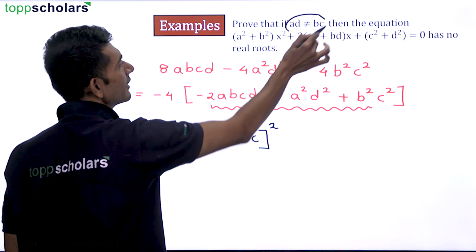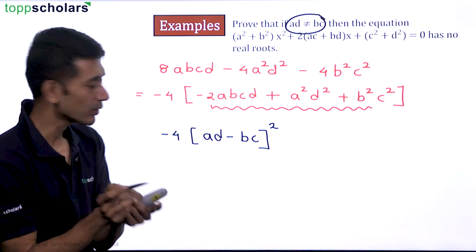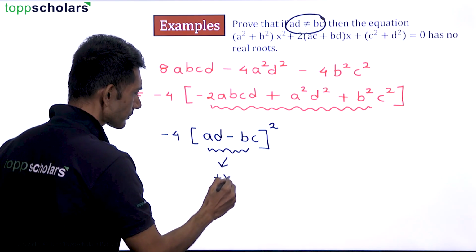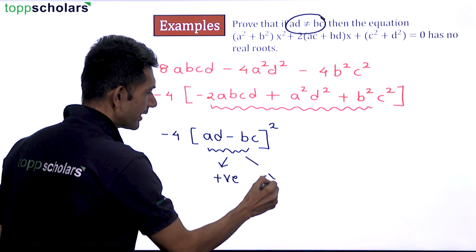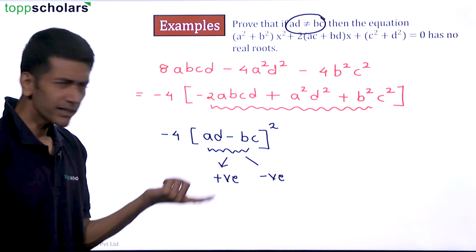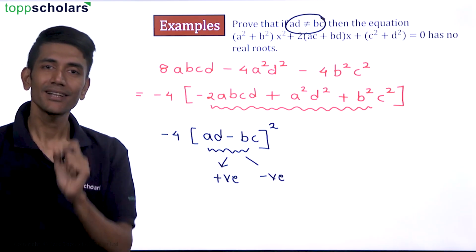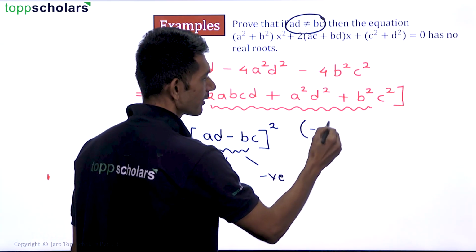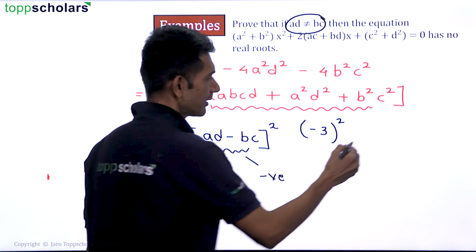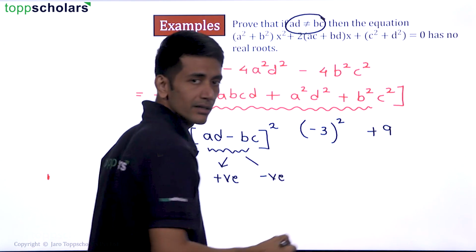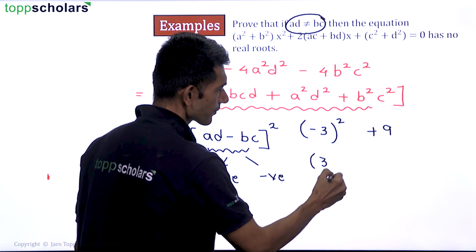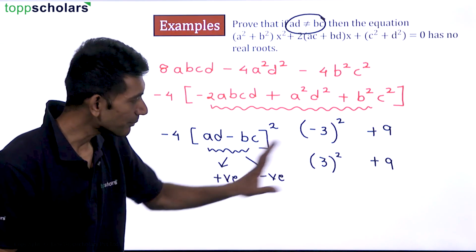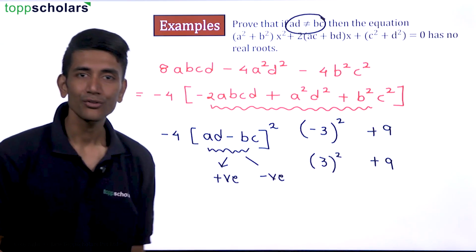Now there is a condition given: ad and bc are not equal. So can I say this is some number? This number can be positive, it can be negative, it can be anything. But it doesn't matter. Why? Because we have a square. Now tell me, what is minus 3 squared? It is 9. Can I say it is positive 9? And what is 3 squared? Can I say this is also positive 9? So it doesn't matter what is inside the bracket. Square will always be positive.